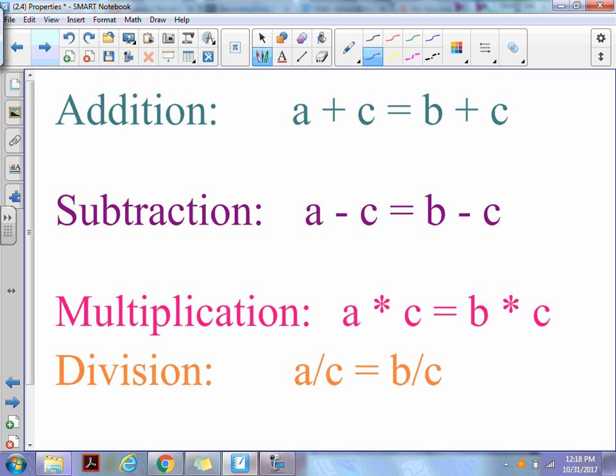Alright, and your last ones. We have our addition, subtraction, multiplication, and division properties. For addition, we talked about adding the same thing on both sides, keeping it balanced. Subtraction, subtracting the same thing from both sides and keeping it balanced. Same with multiplication and division. When you write these down, we're going to flip your paper over and we're going to utilize them. See if we can pick them out.